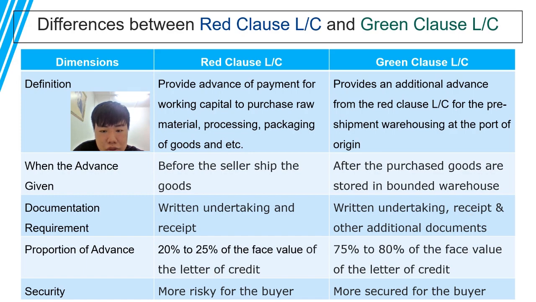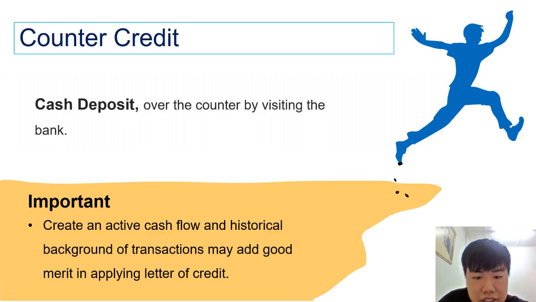So now we come to the counter credit. The term counter credit is usually referred to as the cash deposit. It is considered important to help the importer, or the buyer, to apply for the letter of credit. The counter credit creates an active cash flow and the historical background of the transaction of the applicants, and it provides a good merit for the applicants in applying for the letter of credit.